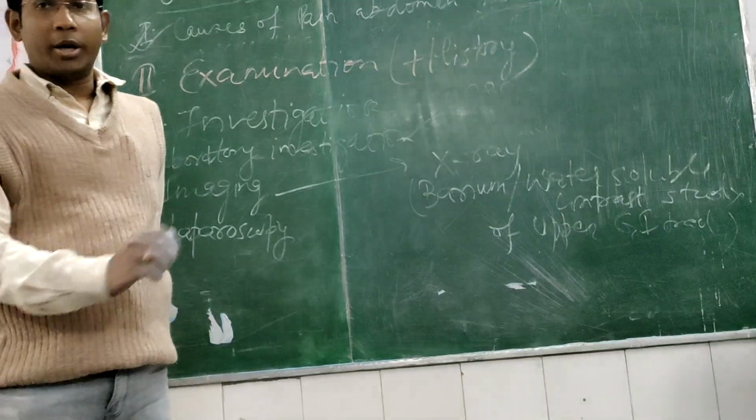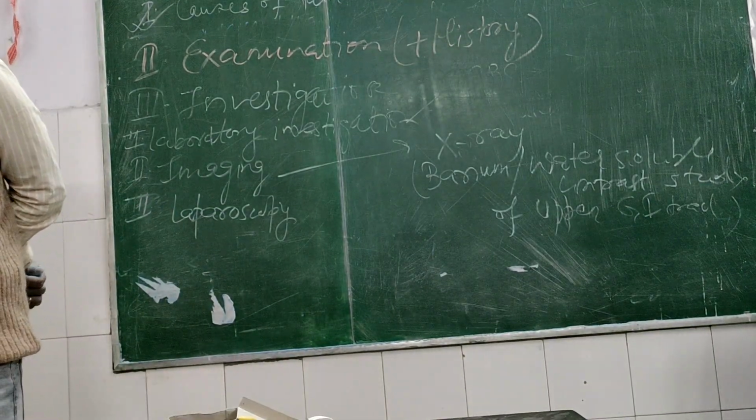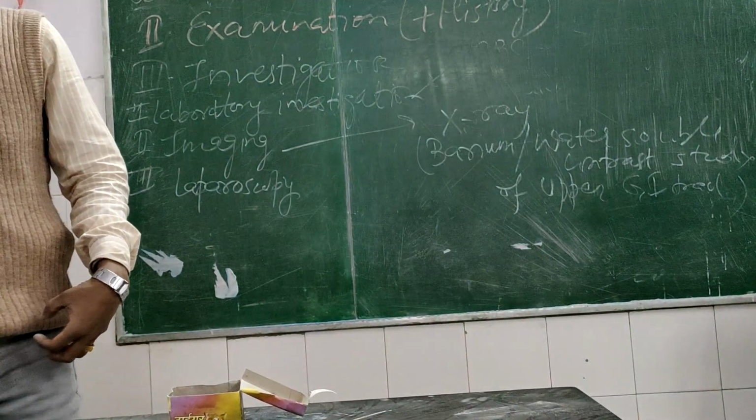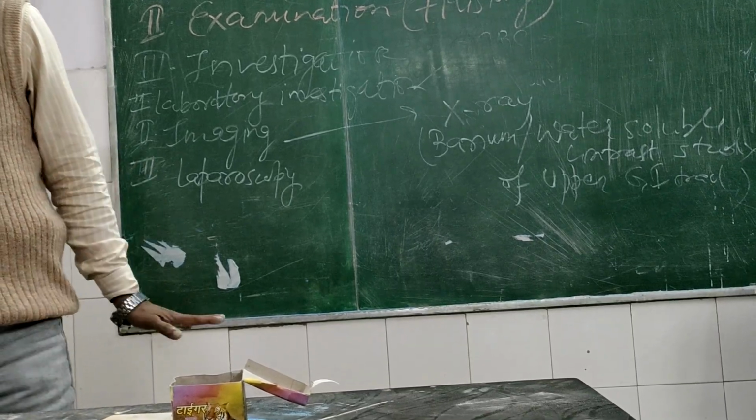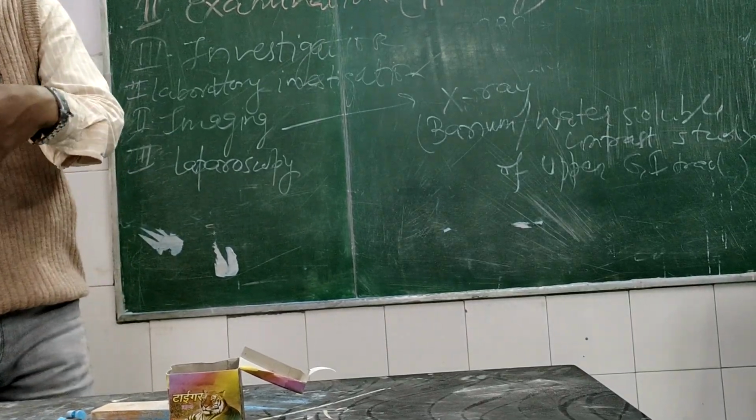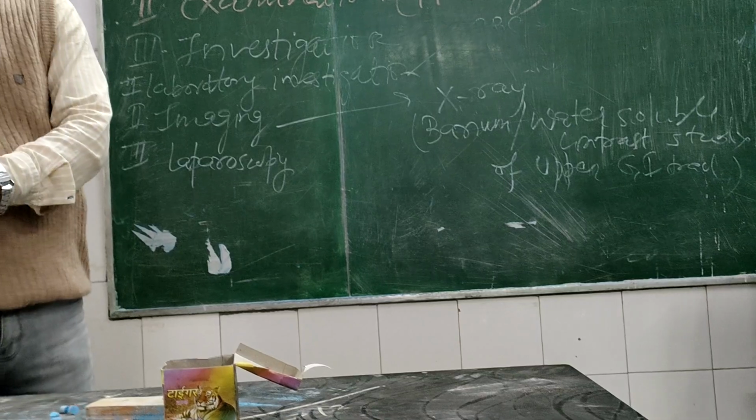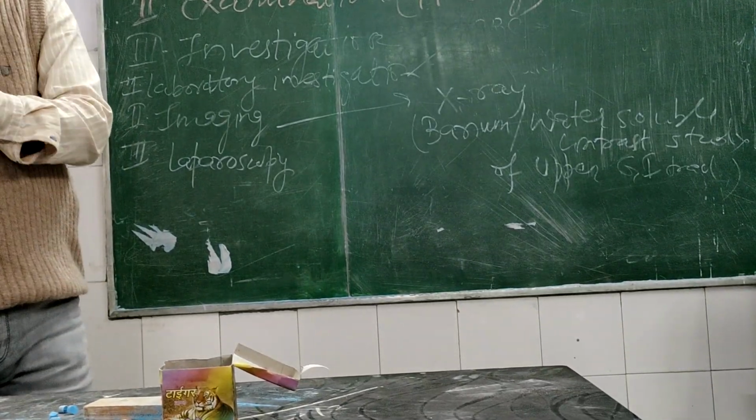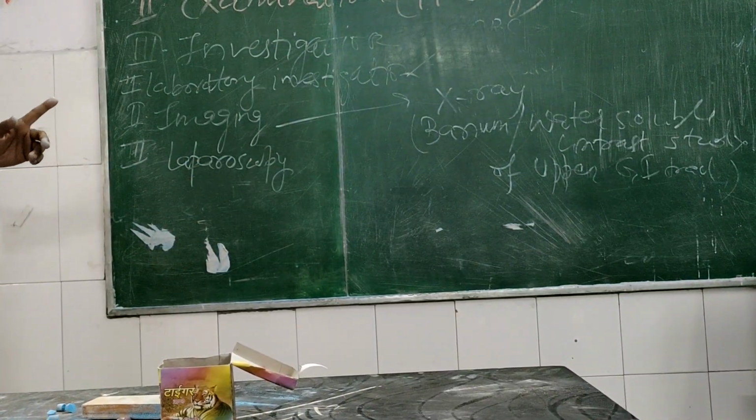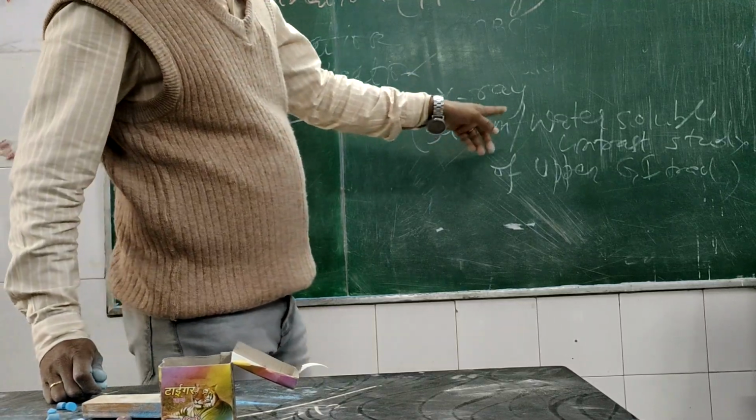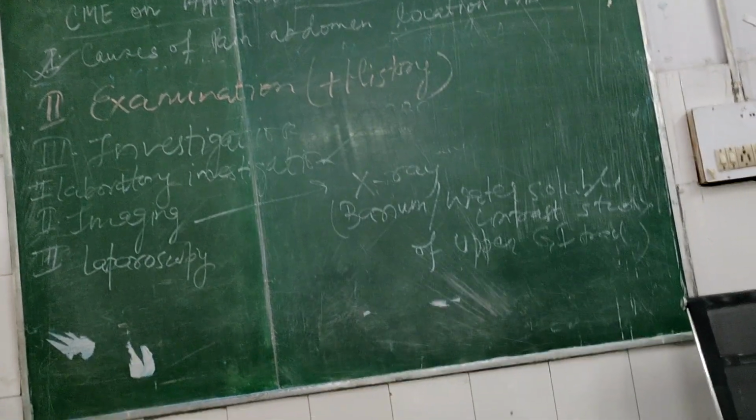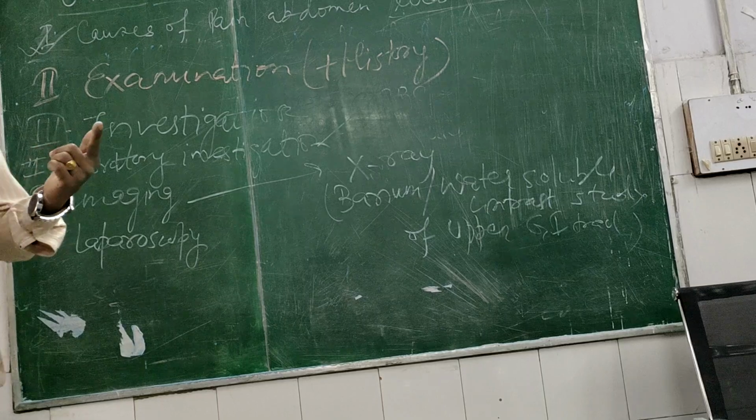So upright X-ray, but it is not very important when you suspect appendicitis or a strangulated inguinal hernia. Suppose there is a patient having bulging of some content in the inguinal region and the patient is having excruciating pain, then there is no need to do X-ray. Also, if a young teenage girl is having very intense pain in the right lower quadrant and you are sure that it is a case of appendicitis, then there is no need to do X-ray. And barium study or water soluble contrast study of the upper GI tract is done to rule out partial intestinal obstruction.